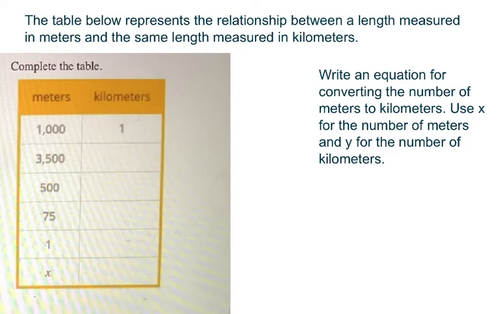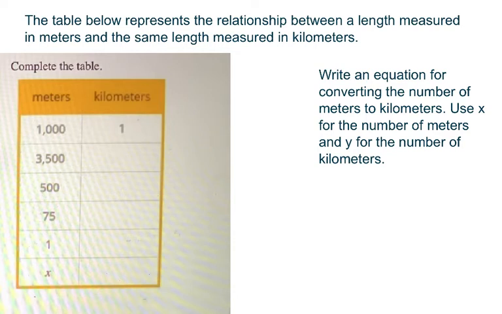The table below represents the relationship between the length measured in meters and the same length measured in kilometers. We'll begin by completing the table. In order to complete the table, I'm going to look at the relationship between meters and kilometers. I notice that 1,000 meters is equivalent to 1 kilometer.